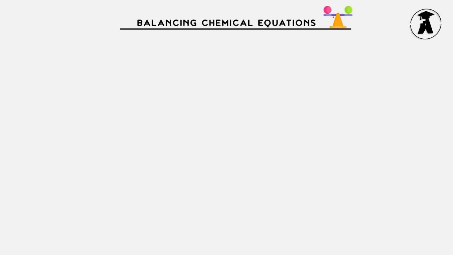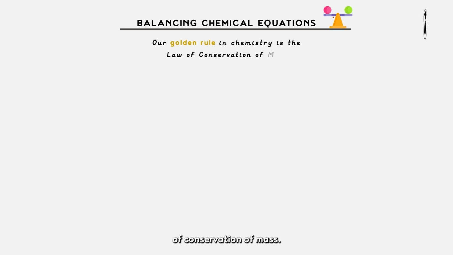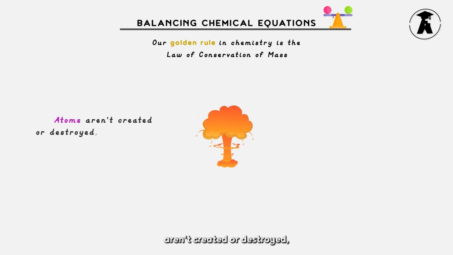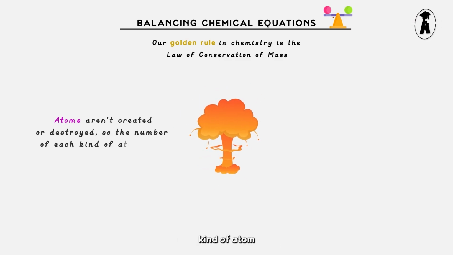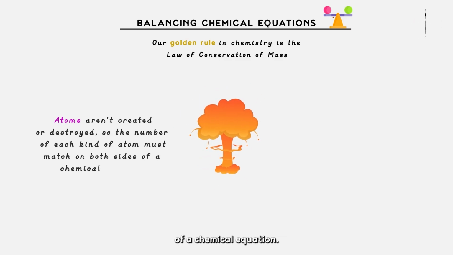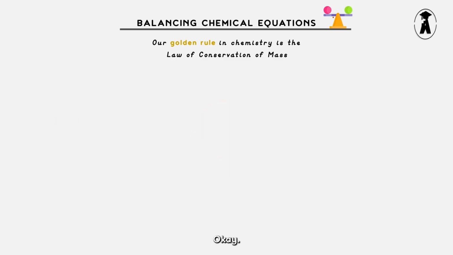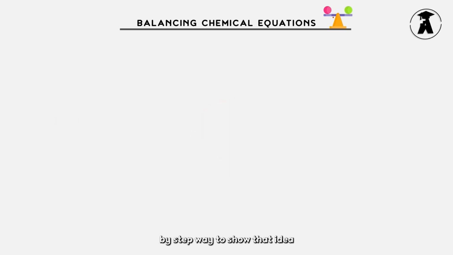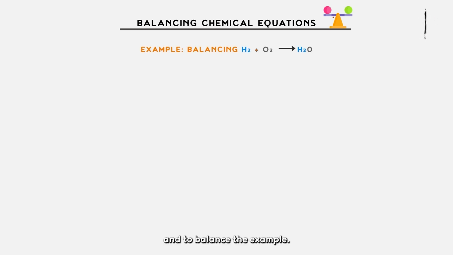Before we go any further, we need to talk about one of the most important parts of writing chemical equations, balancing them. Our golden rule in chemistry is the law of conservation of mass. Yes, atoms aren't created or destroyed, so the number of each kind of atom must match on both sides of a chemical equation. Okay, here is a clear, step-by-step way to show that idea and to balance the example.